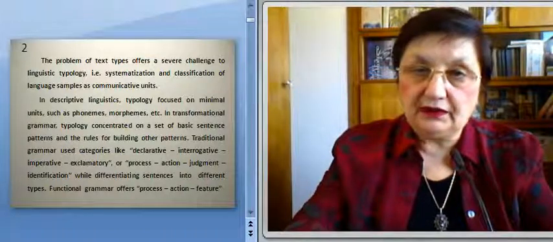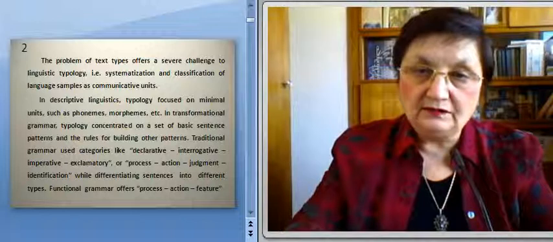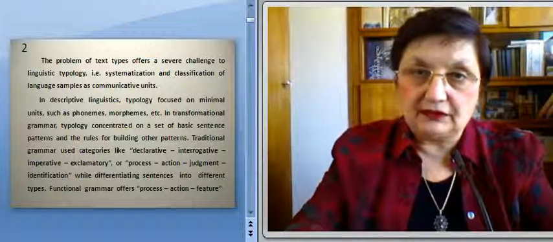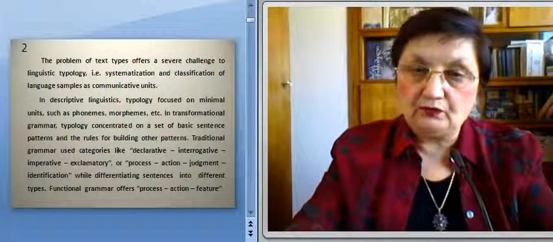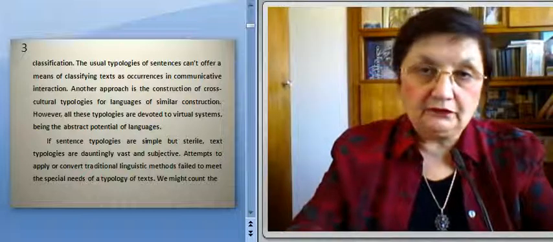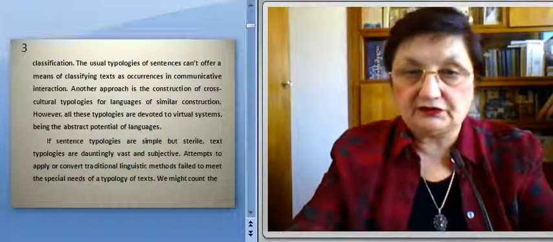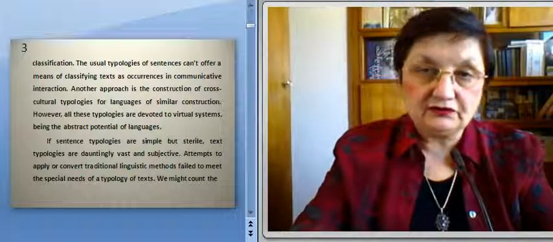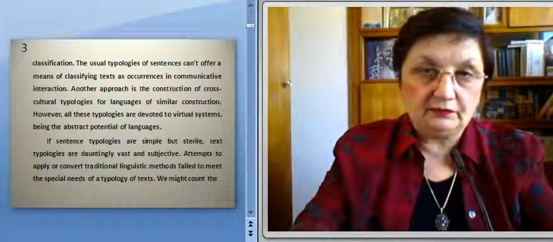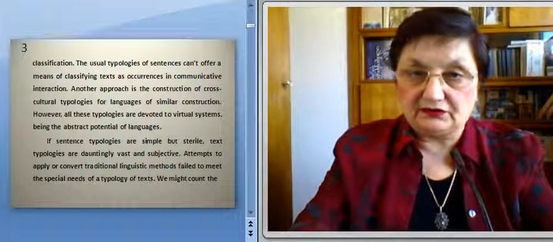Traditional grammar used categories like declarative, interrogative, imperative, and exclamatory, or process, action, judgment, and identification while differentiating sentences into types. Functional grammar offers process, action, feature classification. The usual typologies of sentences can't offer a means of classifying the text as occurrences in communicative interaction. Another approach is the construction of cross-cultural typologies for languages of similar construction. However, all these typologies are devoted to virtual systems, being the abstract potential of languages.